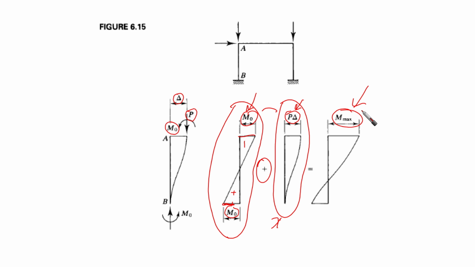Okay, this is when we have a frame that is not braced against sidesway. We do not see any kind of bracing here, and it is exposed to gravity loading as well as lateral loading. So we have gravity here, and we have lateral as well.